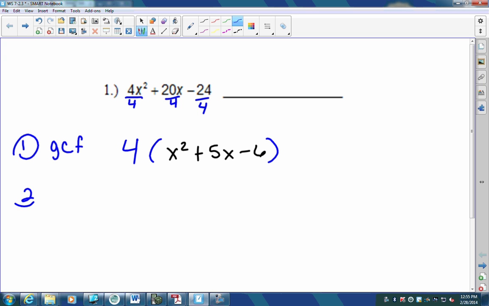Step 2 is slide. Now this is where people get confused. You only slide if there's a number right here in front of the x squared. After I pulled out the GCF, is there a number there now? I don't even have to do this step. So what I can go right to is the factoring.